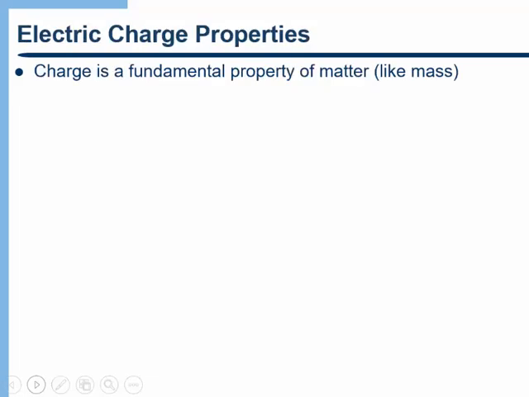So we say that charge is a fundamental property of matter, like mass. And here's what we mean by that. If you think about our fundamental particles, like electrons or protons or the quarks that make up protons and neutrons, if we look at an electron or a proton or a neutron or a quark, what we find is that they all have a defined mass. So every electron has the same mass.